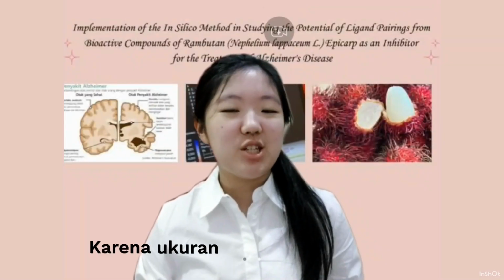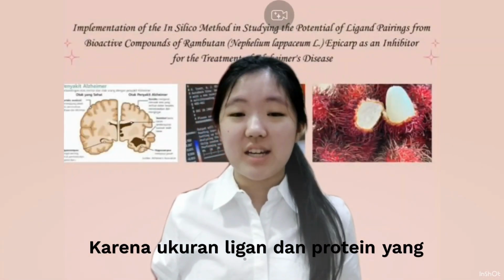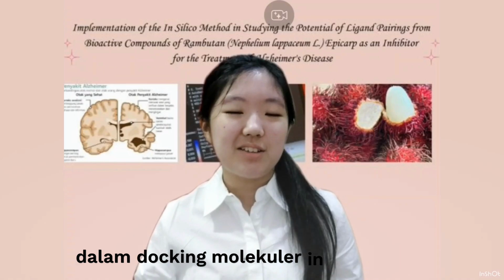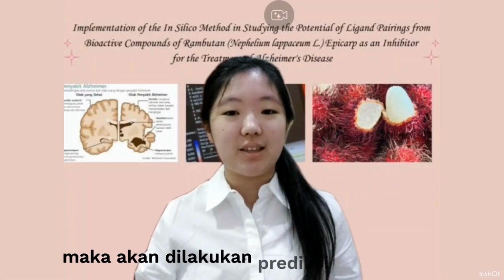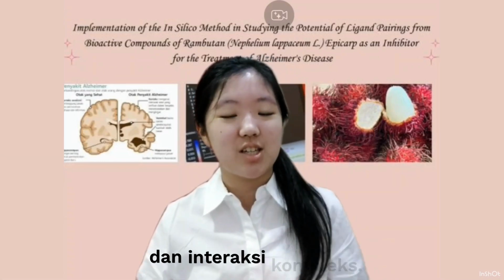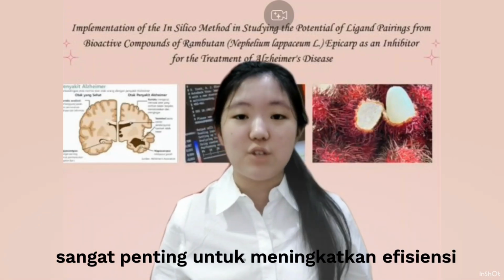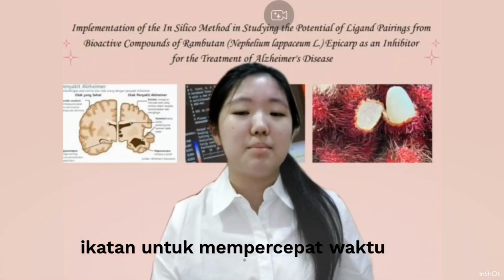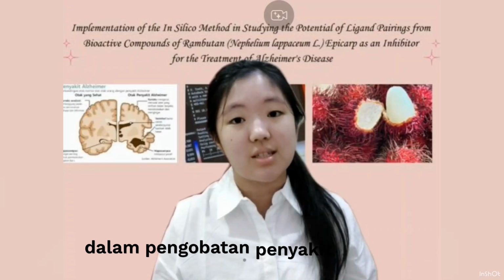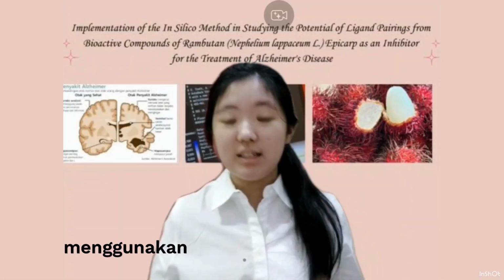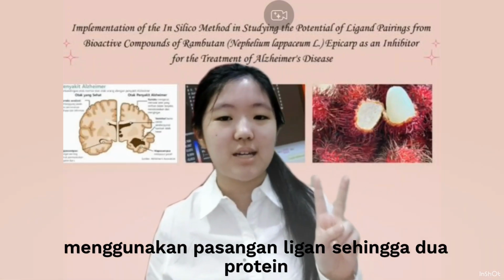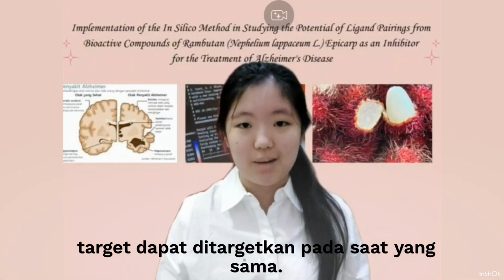Due to the relatively small size of the ligands and proteins used, in silico molecular docking will be conducted to predict the binding energies and interactions of the complexes. Therefore, it is very important to increase binding efficiency to accelerate the time taken in the treatment of Alzheimer's disease by using ligand pairings so that two target proteins can be targeted at the same time.